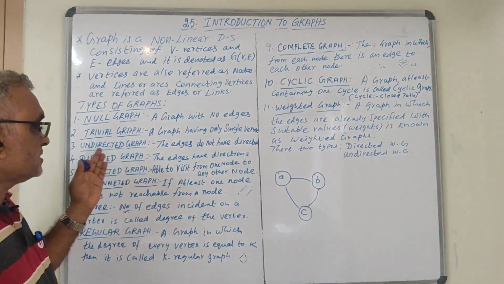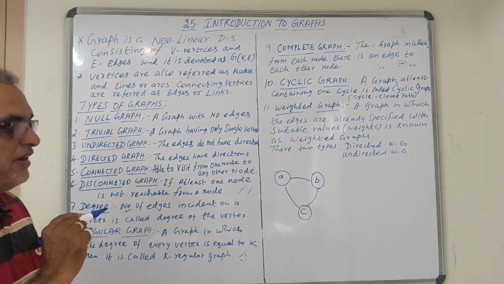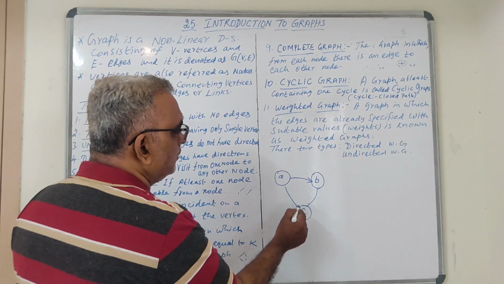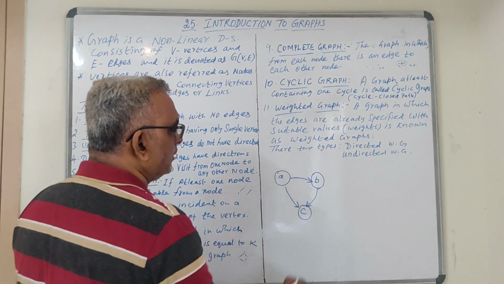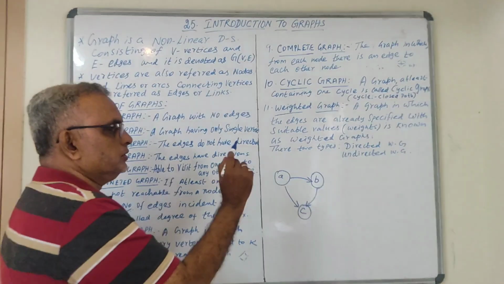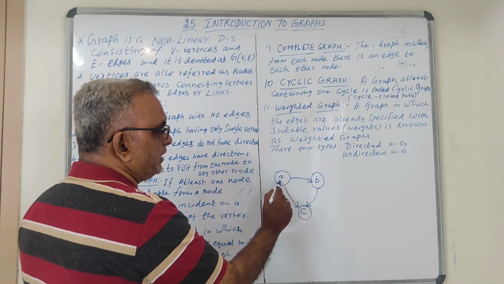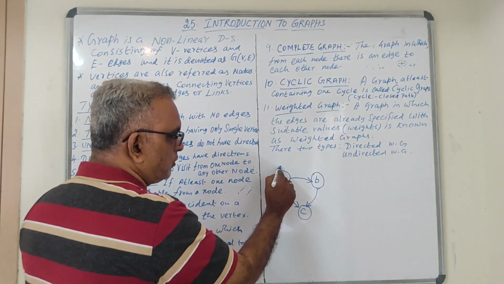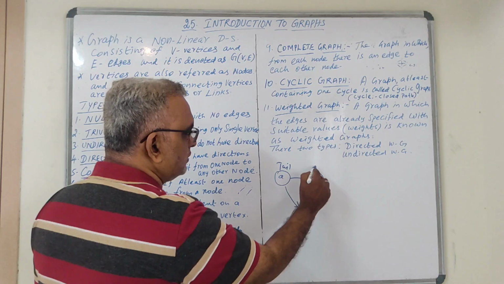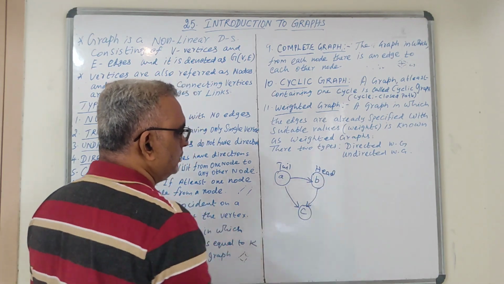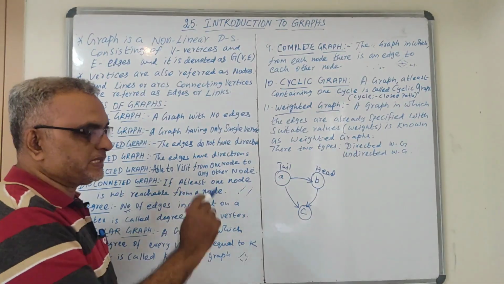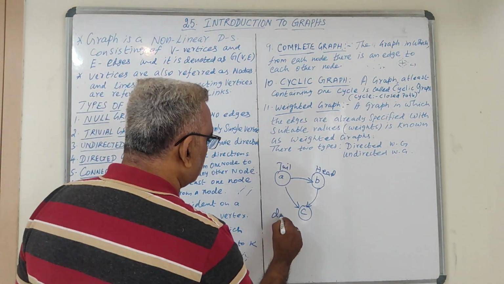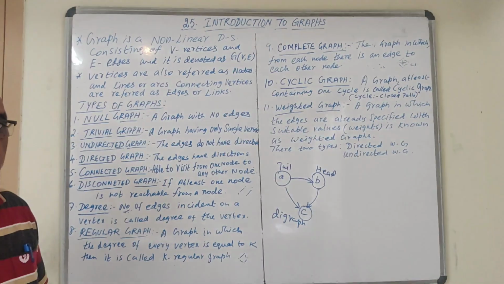Next one is directed graph. As far as a directed graph is concerned, the edges have directions. For example, the same graph can be converted into a directed graph. You can traverse from A to B only. You cannot come back from B to A. So this node is called the tail node, and this node is called the head node. So direction is specified. Directed graphs are also called digraphs. Digraph is a short form of directed graph.